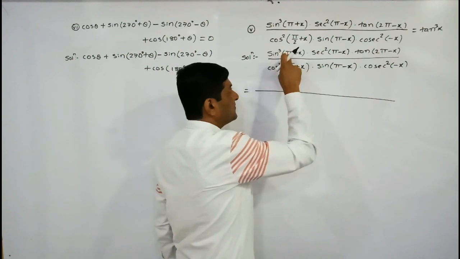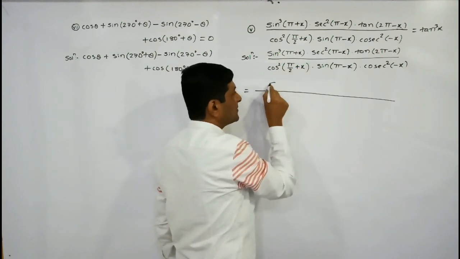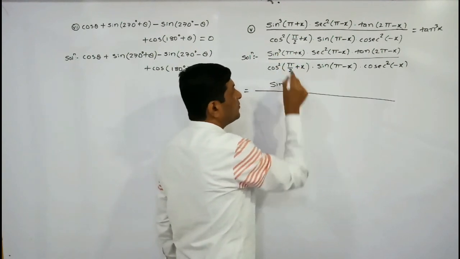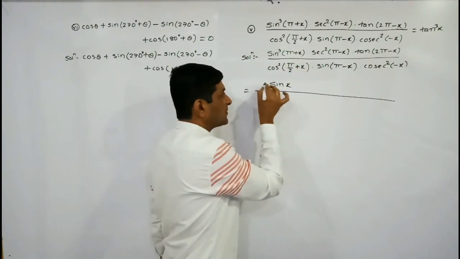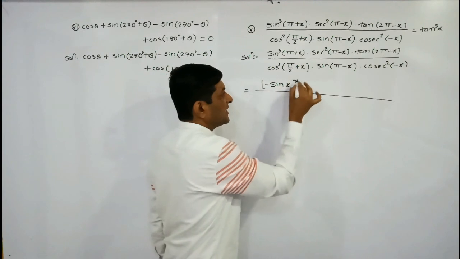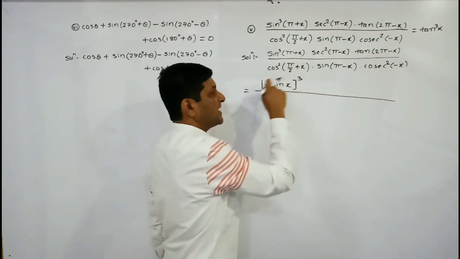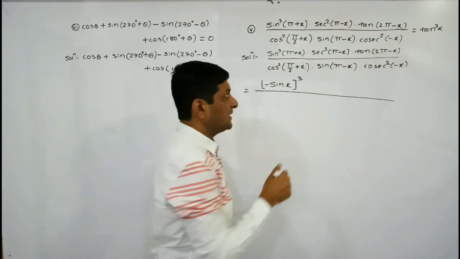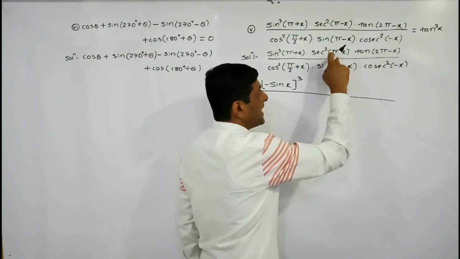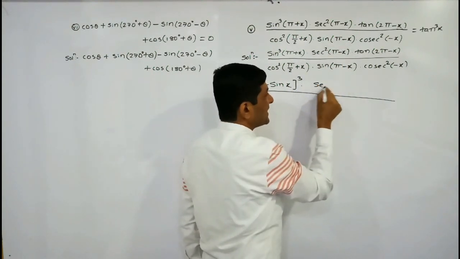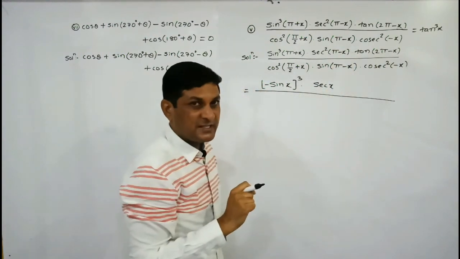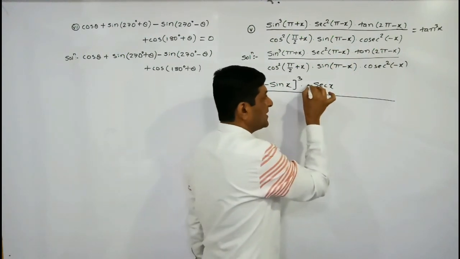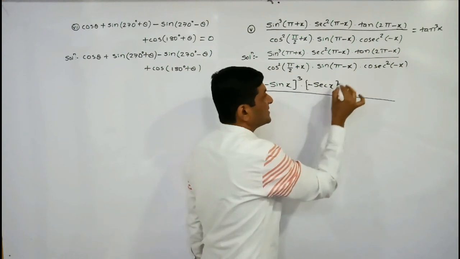So sin pi plus x: the first term is pi, at that time the value of sin will be sin x. Now pi plus means which quadrant? Third quadrant. We know that in the third quadrant the value of sin is negative. So here we are getting the cube of, keep the cube as it is, cube of minus sin x, into sec pi minus x: if the first term is pi, at that time the value of sec will be sec x, but pi minus x means second quadrant. In the second quadrant the value of sec is what? Negative. Keep this square as it is.